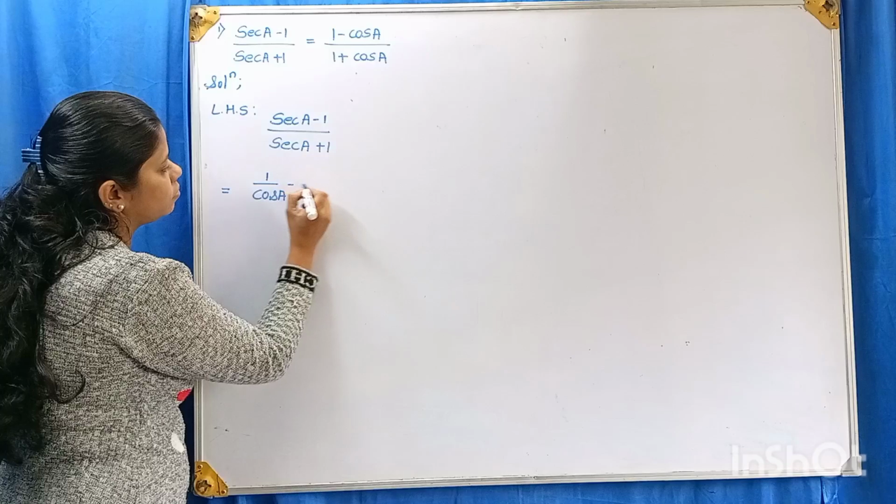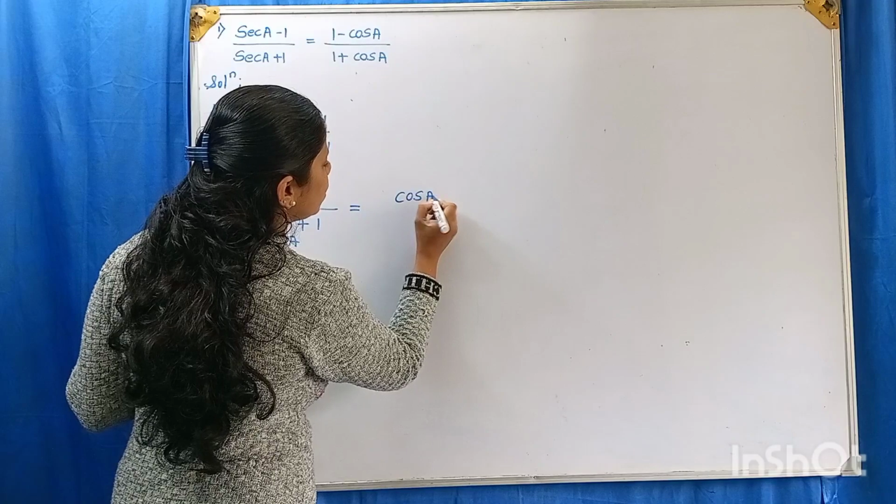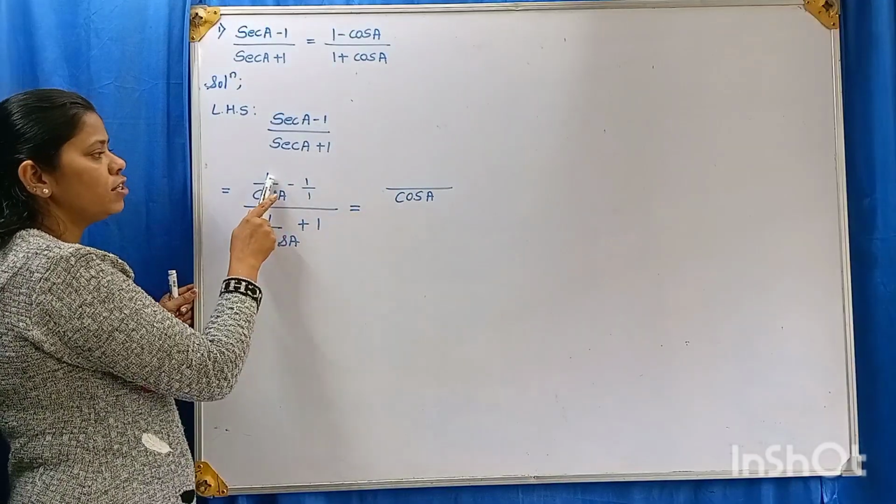minus 1, whole divided by secant A, we can write it as 1 by cos A plus 1. Now, let us take the LCM. Nothing is in the denominator, so I will write it as 1 is equal to cos A and 1. What is the LCM? Cos A is the LCM. Since cos A is the LCM, what will it become?